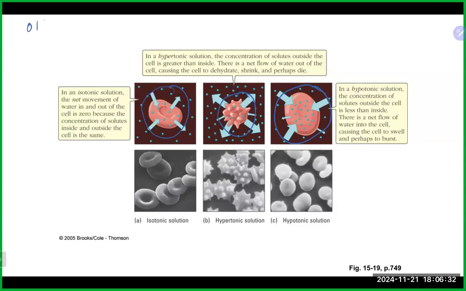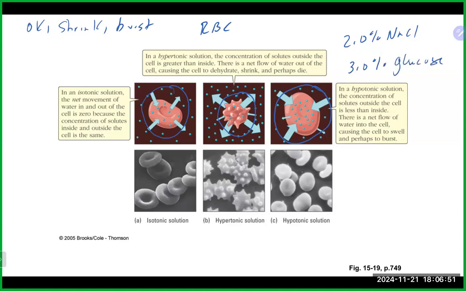Will it be okay? Will it shrink? Will it burst? If we put a red blood cell in the following solutions, let's go with 2% sodium chloride. Let's go with 3% glucose. Let's go with good old pure water. And let's go with 0.9% sodium chloride. All right, so for each of them, decide what will happen.